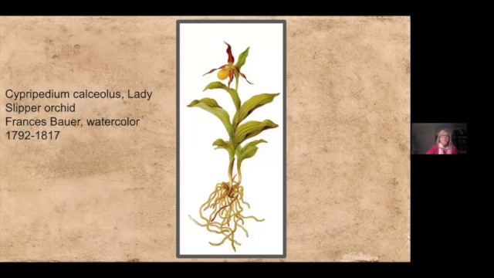So this is one of Franz Bauer's watercolors, a beautiful lady slipper orchid. Again, scientific in that it's showing every vein on the leaf, the root system of the orchid. Everything is very accurate, but also now we're seeing that they're putting their artistic style into these beautiful botanical artworks.